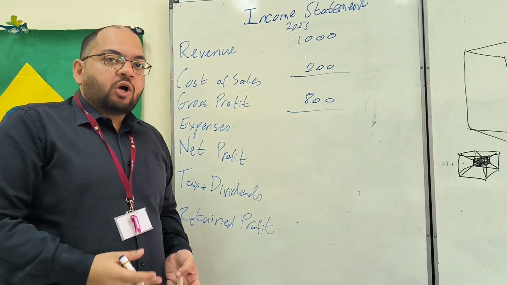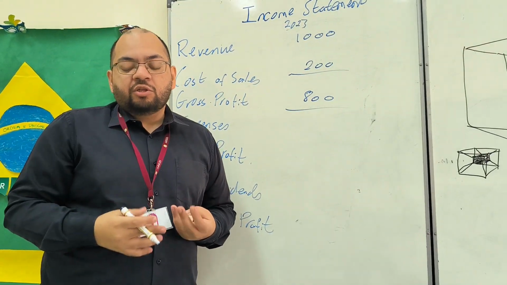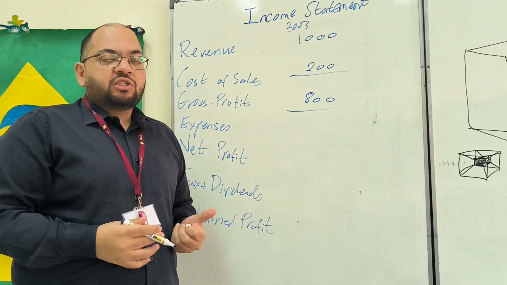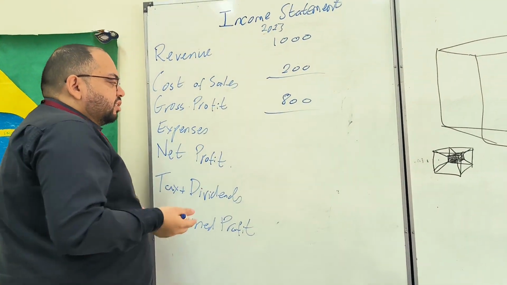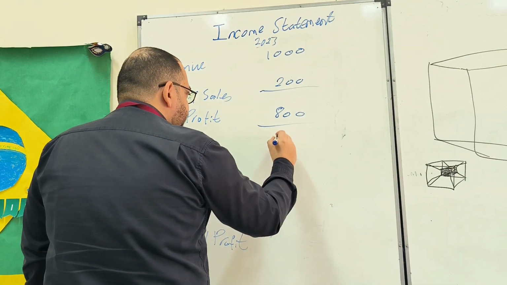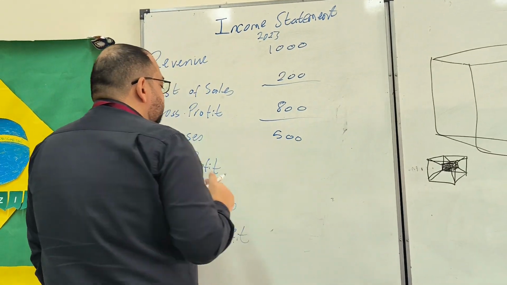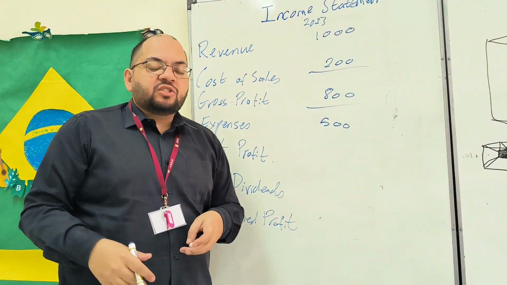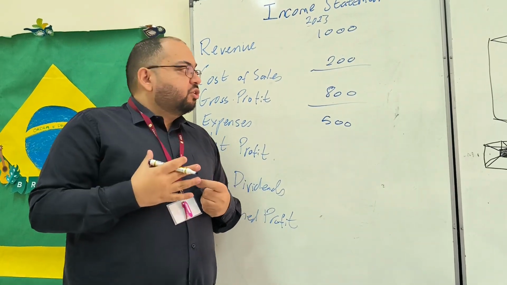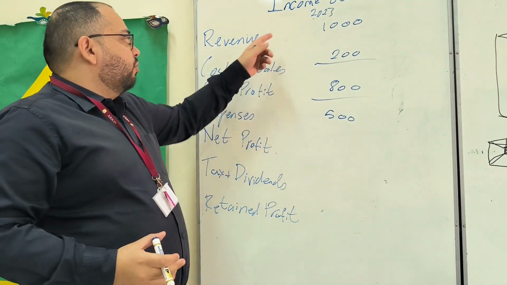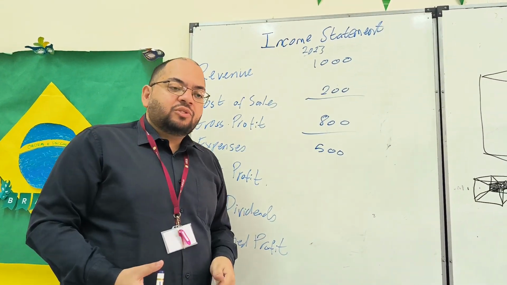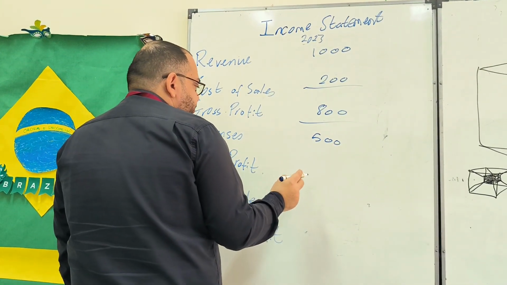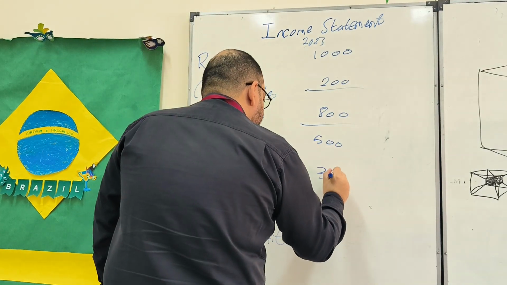Now we'll go to our expenses. Your expenses are the rest of your operating costs during the calendar year. They include your wages, your electricity, your rent, and any other costs that are incurred in the business. So in this instance, let's say it is 500. Your net profit is your gross profit minus your expenses. It is the figure that will tell you how much you have made in a calendar year after all revenue and costs have been accounted for. So, what is it? 800 minus 500, which is 300.